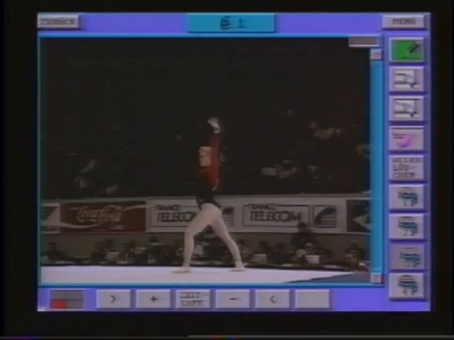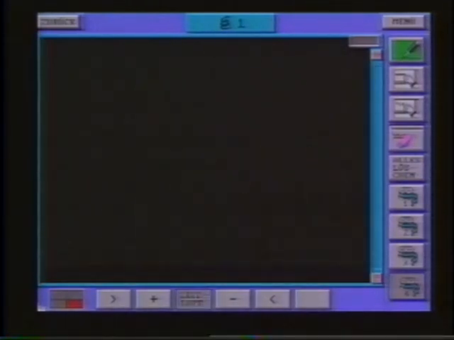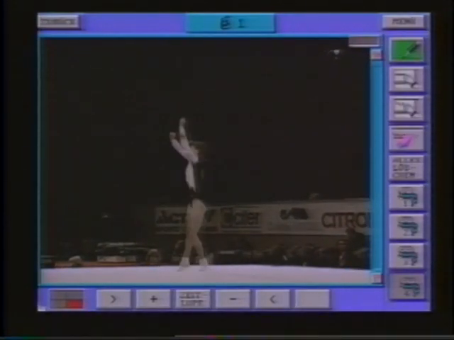Third, double twist, slight hip angle, slight loose and opened legs, minus 0.05 to 0.1. Fourth, take off with distinct pre-turn, minus 0.1. Severely crossed and loose legs, minus 0.1.